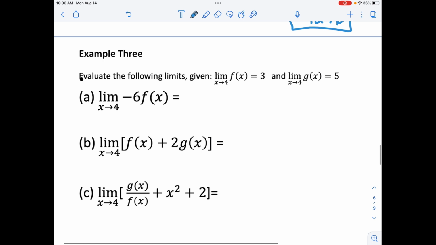Okay, we'll keep going. Now we have some new limits. So this one says the limit as x approaches 4 of f of x equals 3. The limit as x approaches 4 of g of x is 5. For this one, I think there was probably supposed to be, hold on, something got cut out here. Oh, never mind. That's fine.